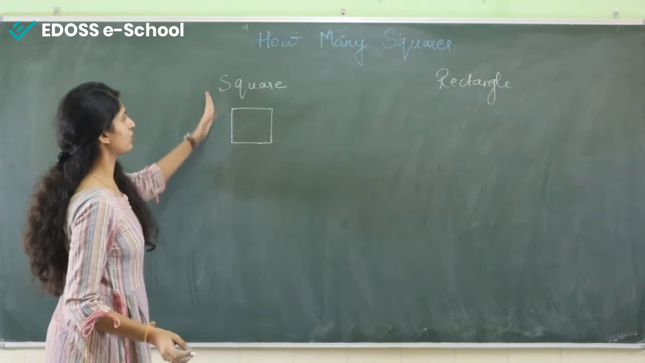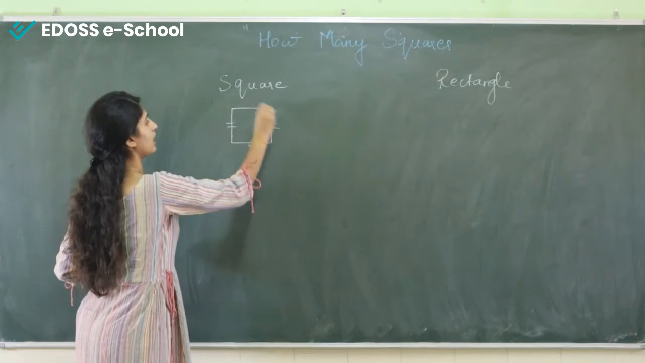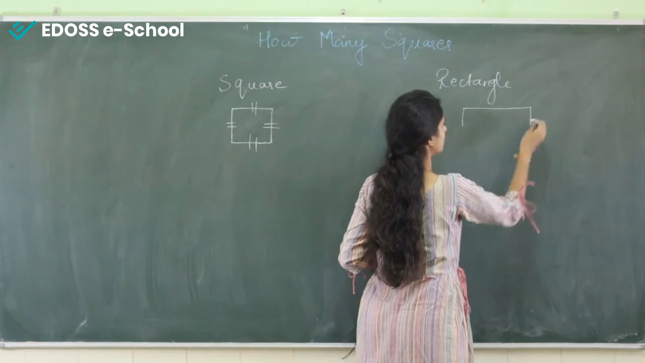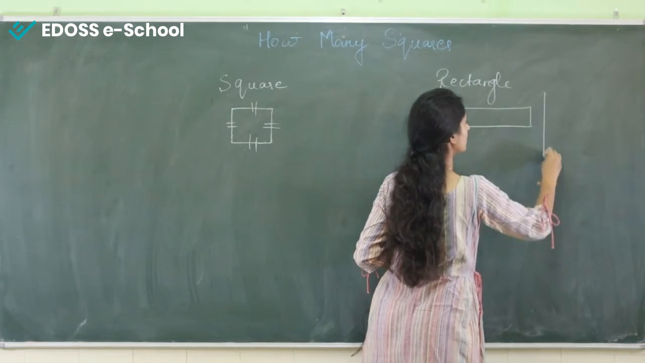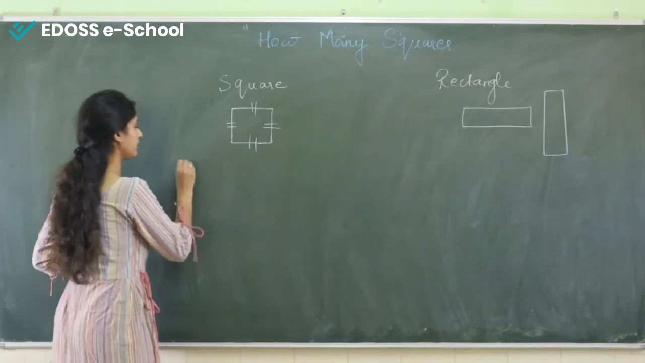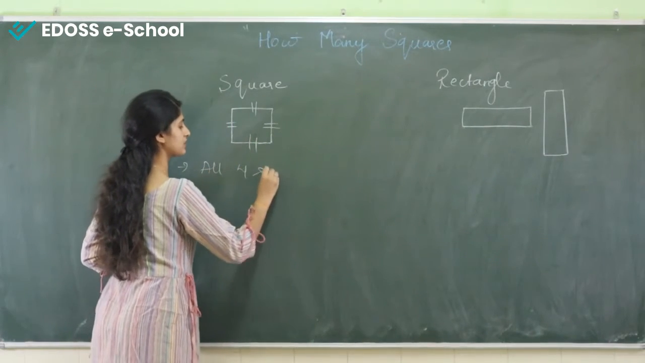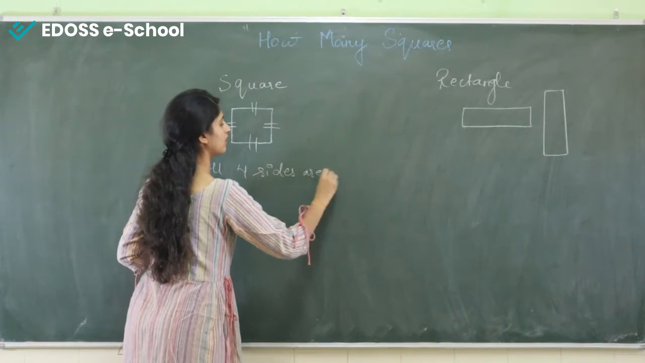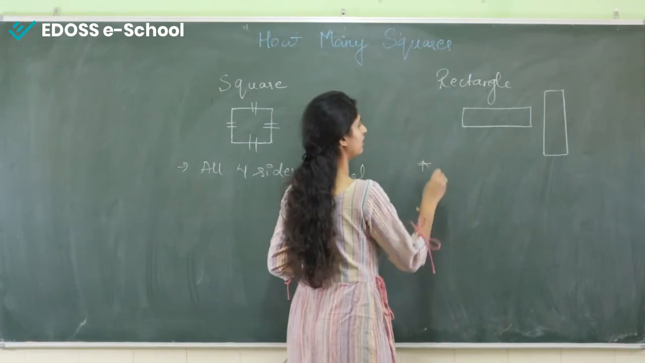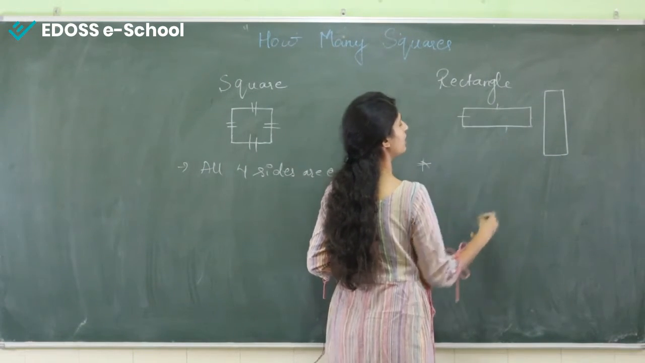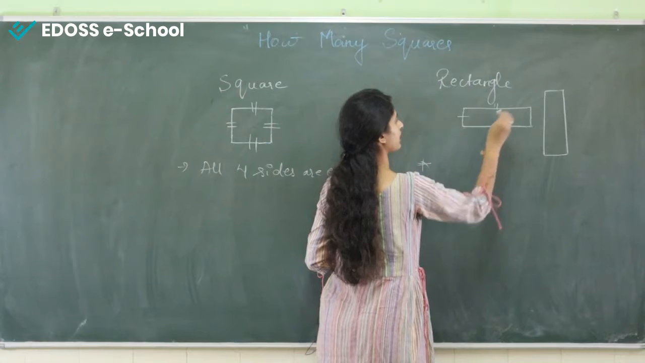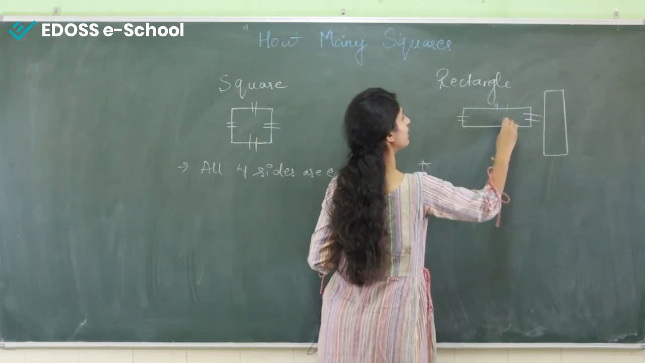All the four sides, as we know, square is having all the four sides equal, and in rectangle the shape is like this or like this. So in square all four sides are equal, and in rectangle how many sides are there? 1, 2, 3, 4. 4 sides, but all are not equal. Only opposite sides are equal.